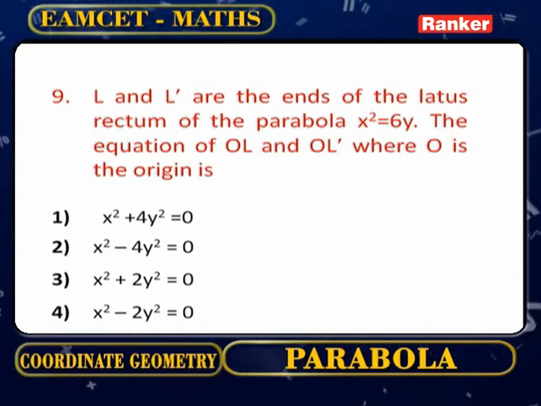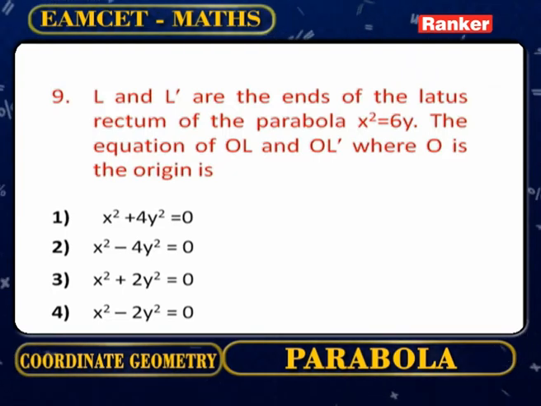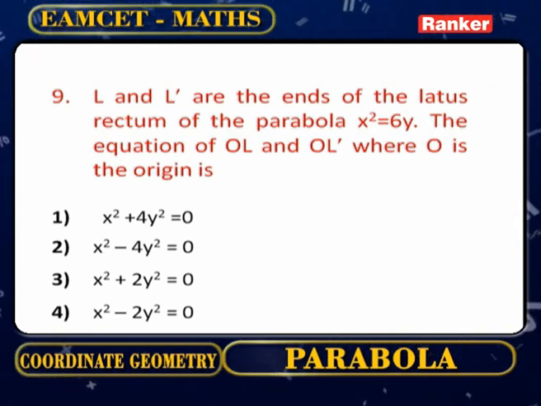L and L dash are ends of the latus rectum of the parabola x square equals 6y. The equation of OL and OL dash, where O is the origin. Now the equation x square equals 6y, its axis is vertically upwards. The parabola's axis is vertically upwards.